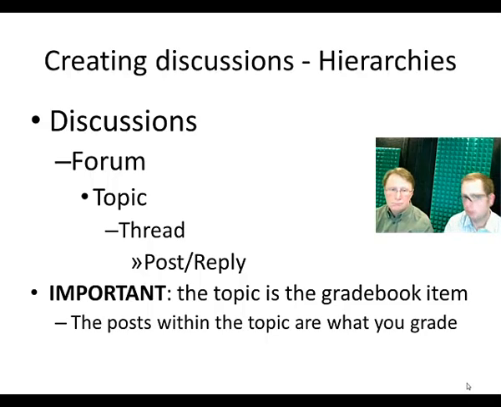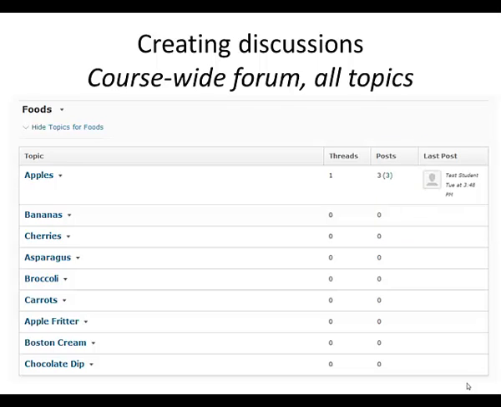So there are different ways that we could visualize how this might actually look. For example, we could have a course-wide forum with all topics comprised within that forum. That would mean one forum for the course, and then each of these topics is listed within that forum. Precisely. So here we have foods as a forum, and then the individual topics are the different kinds of foods. And then within those topics, we would post our threads and our posts and replies. So that's one way.